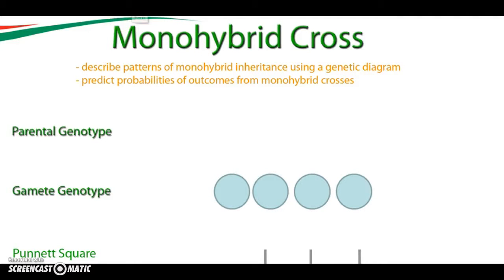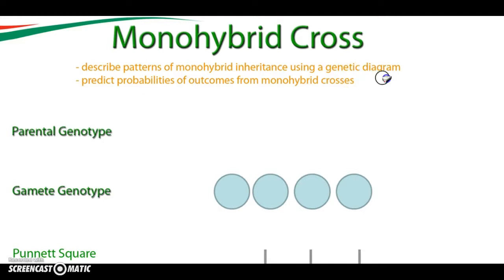The specification point is listed for you here. Just to remind you, you need to be able to describe the patterns of monohybrid crossing, and we will take a look at that 3-to-1 ratio that Mendel produced using genetic diagrams, and we tend to use Punnett squares. And the 3-to-1 ratio is a probability of the outcomes of the crosses, which we're going to achieve.